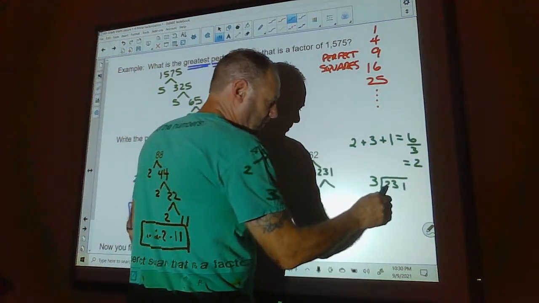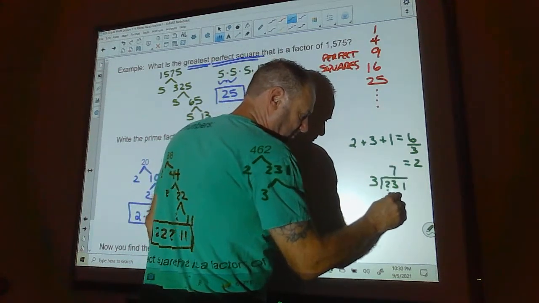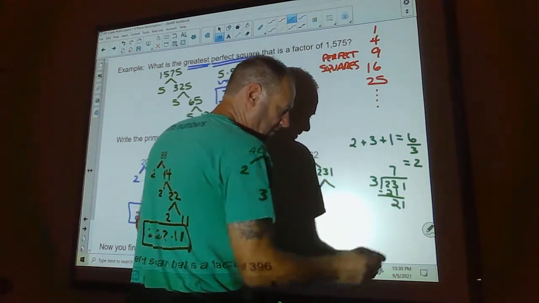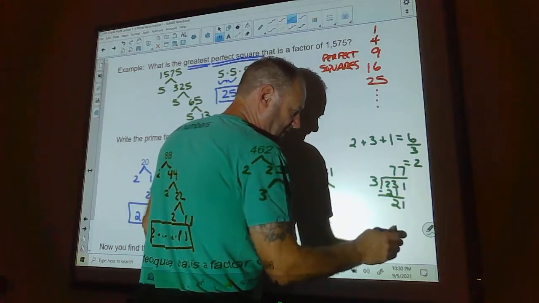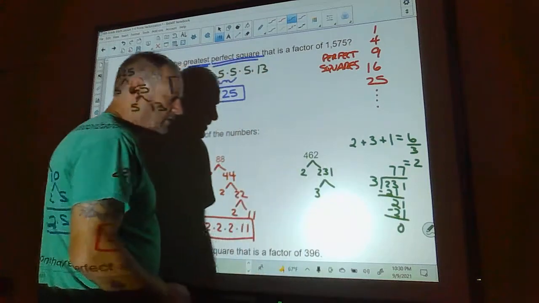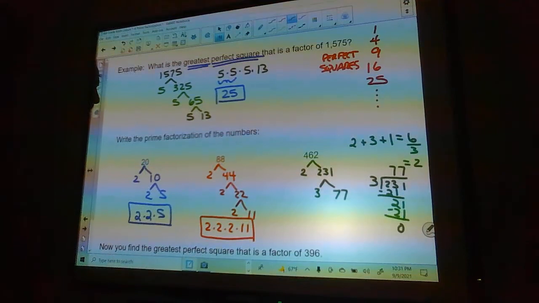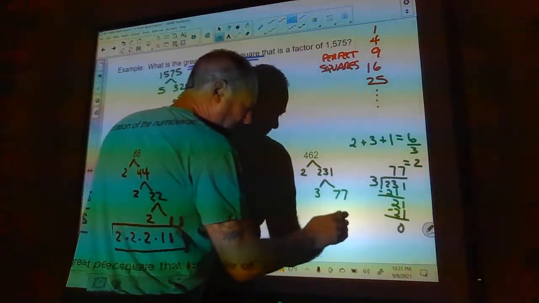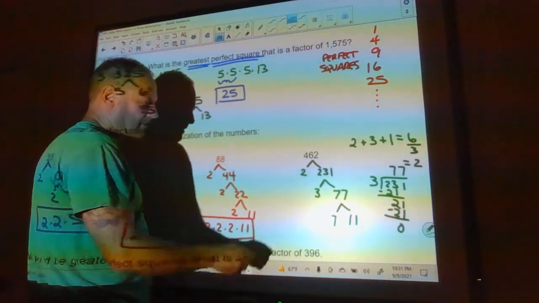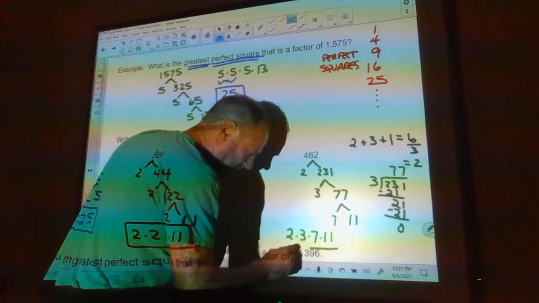So 3 won't go into 2, but it'll go into 23 7 times. 7 times 3 is 21. That leaves 2. Drop my 1 down. Oh, 3 will go into 21 7 times. 7 times 3 is 21. I subtract, I get 0. So this will go in here 77 times. Now this is easy. Prime number that goes into 77, how about 7? And 11. So now I've got all prime numbers, so it's 2 times 3 times 7 times 11.